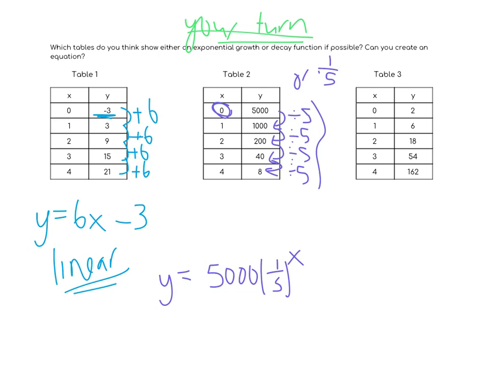Now let's think. Is that growth or decay? Well, my b value is 1/5. That is between 0 and 1, and that means we have decay.